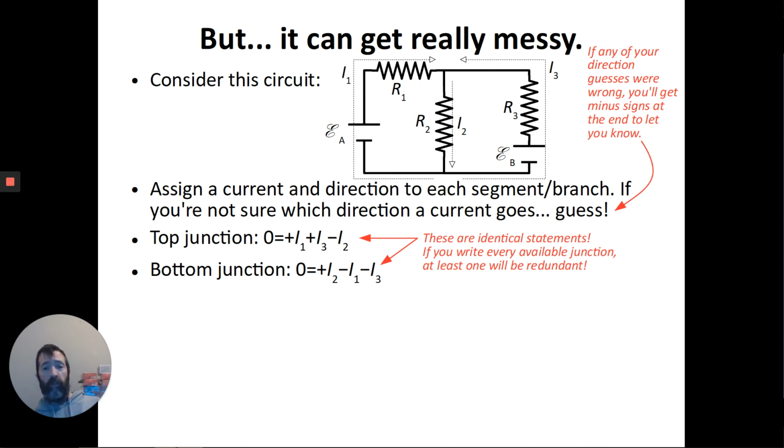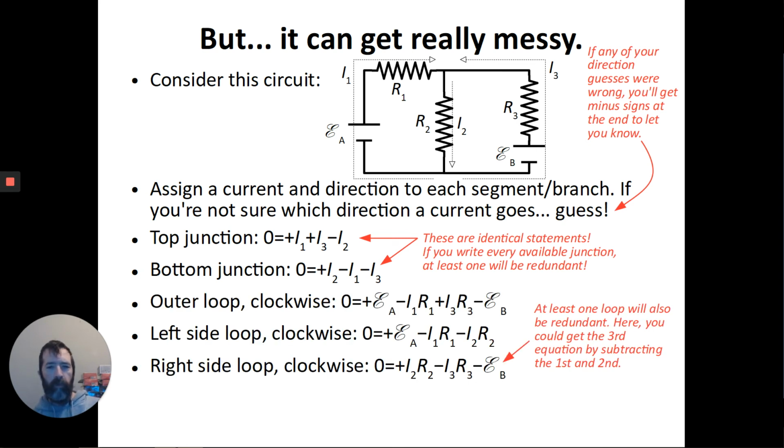There's only 2 junctions to choose from in this problem, so that means you definitely only have to write one junction equation. In a really complicated circuit that has like 5 junctions or something, you're not necessarily going to know going in how many of them are independent of each other or which ones are independent. So you might still need to write them all when you're getting started.